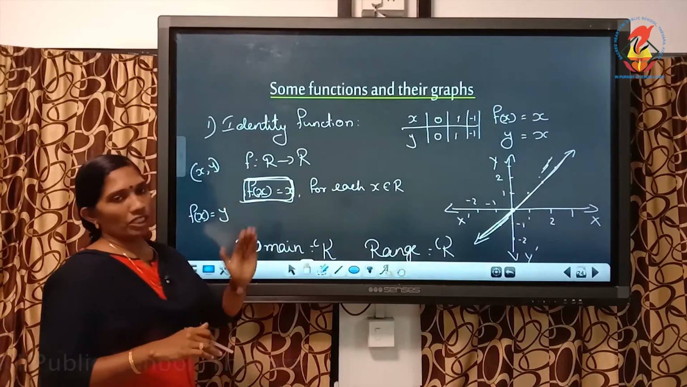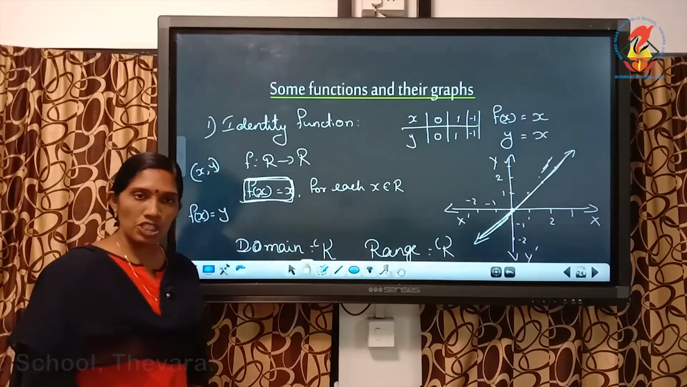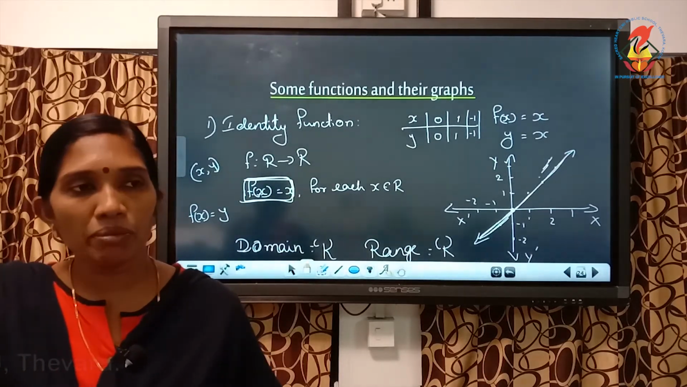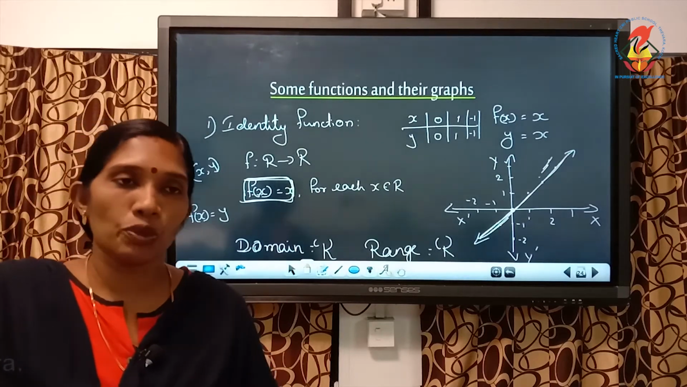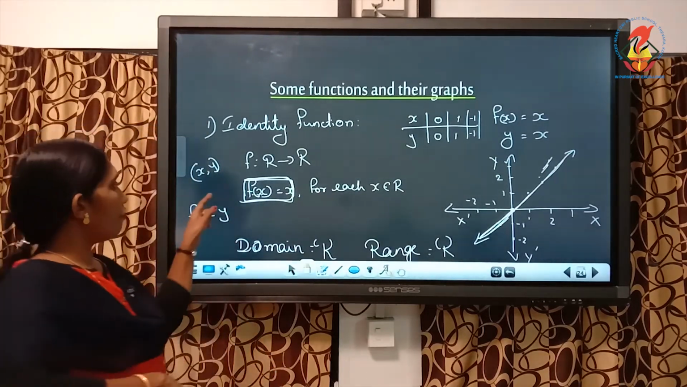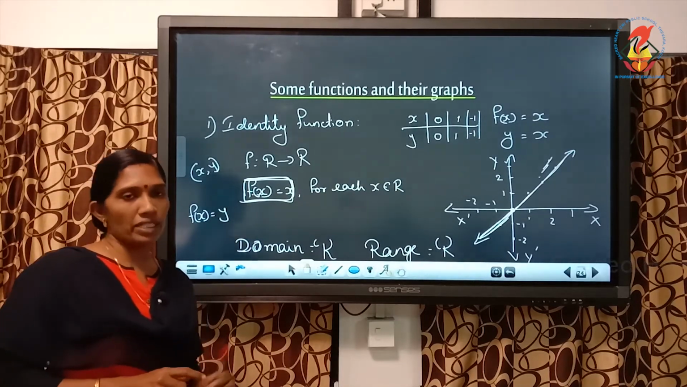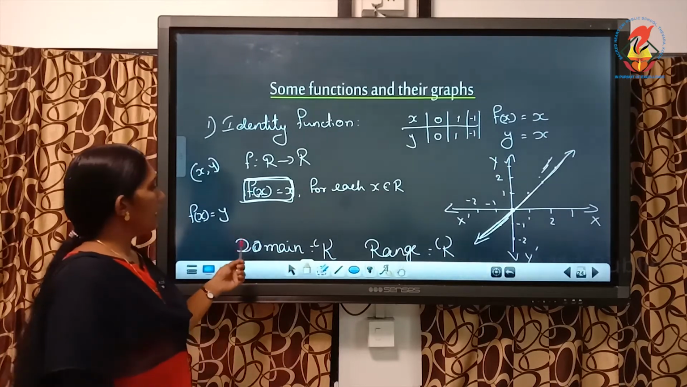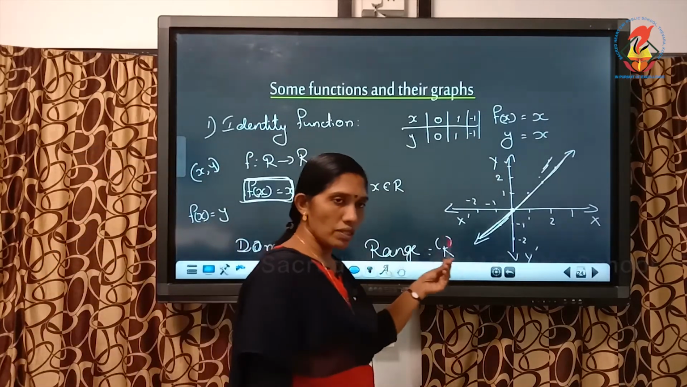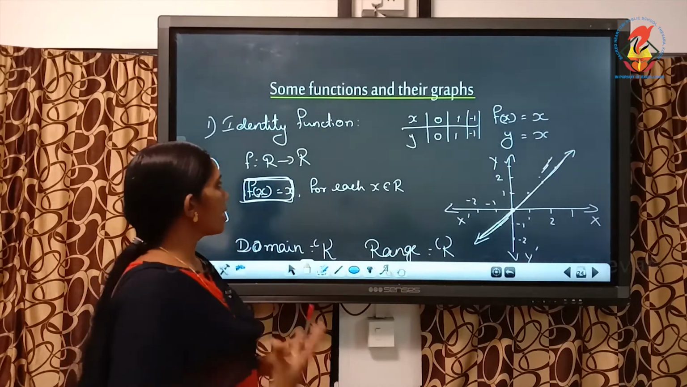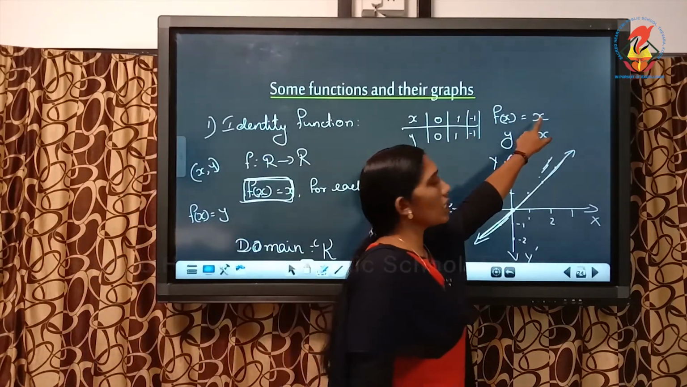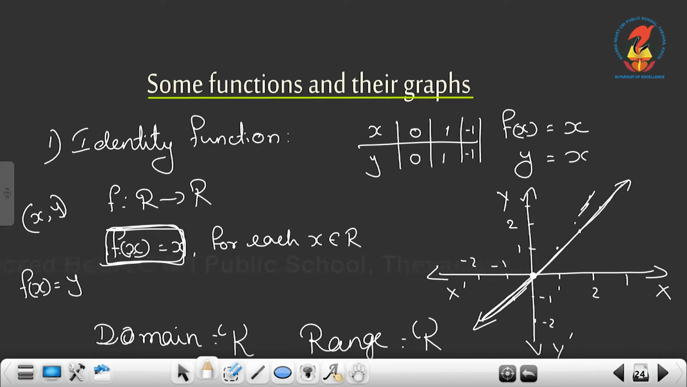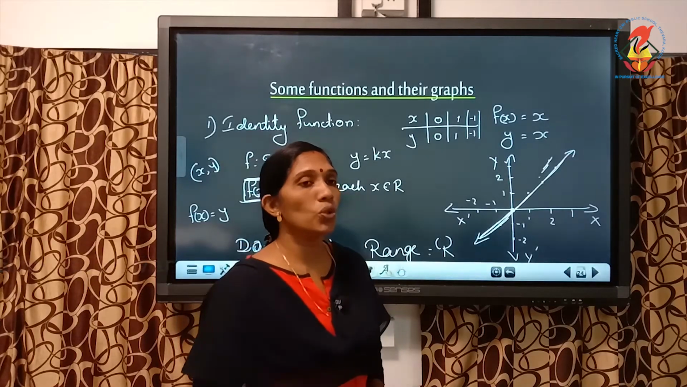So for the identity function, what you have to learn is the definition of the identity function. Identity function means a function from R to R is said to be an identity function if f of x is equal to x for each x belongs to R. Then what is the domain and range of the function? Domain is the set of real numbers, range is also the set of real numbers. Then what about its graph? When we draw the graph of f of x is equal to x, or y is equal to x, in 10th standard you studied, y is equal to a constant into x is always a straight line passing through the origin.